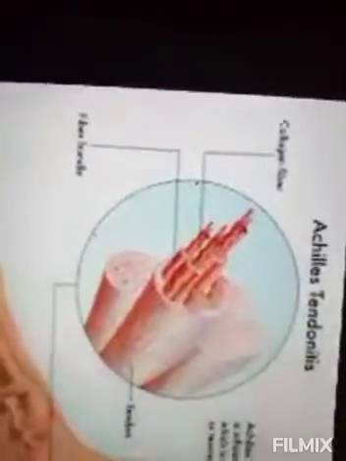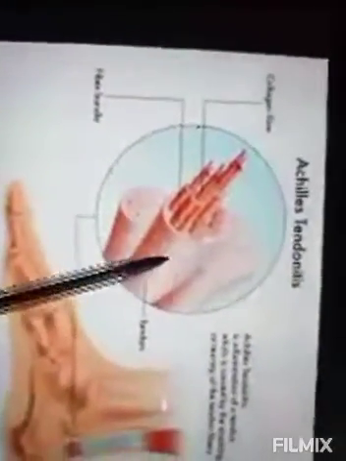Okay, another one here. These are the microstructures in the tendon. This is also the inflamed tendon. So we have two types of Achilles tendonitis: the non-insertional Achilles tendonitis and the insertional Achilles tendonitis. These are basically the groups of people that it occurs in.